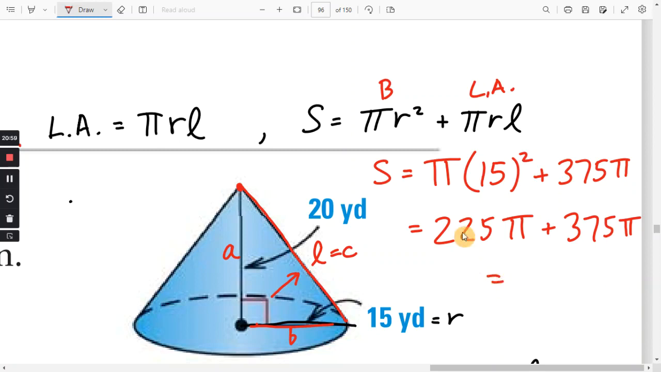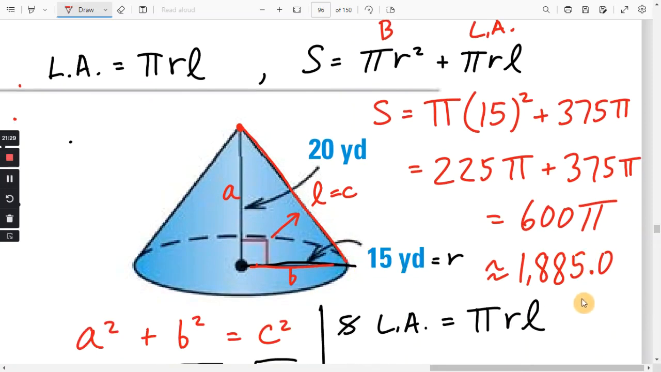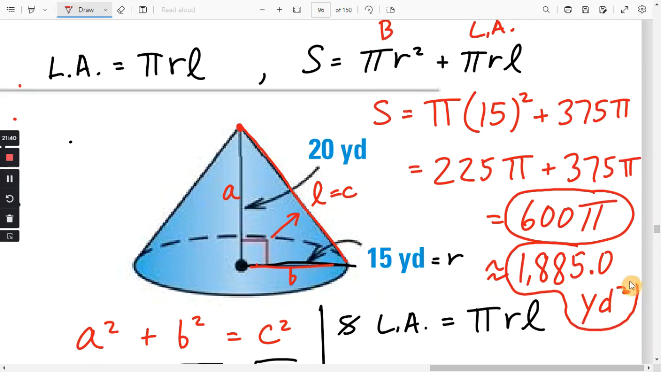200 plus 300 is 500. That's 600 pi. If you wanted to round off or multiply it through, 600 pi is going to equal 1885.0. Once again, the units were in yards. So that is going to be yards squared. So it's either that one or that one right there.